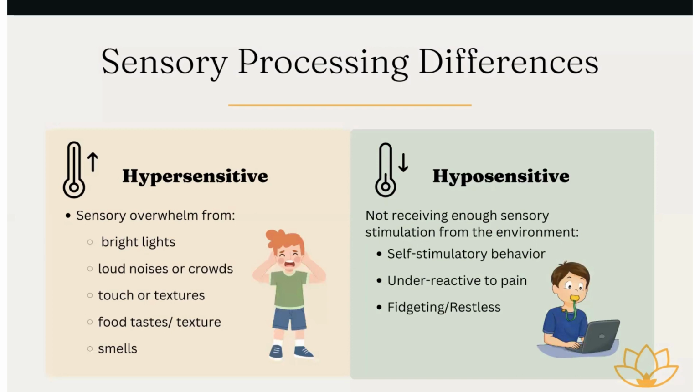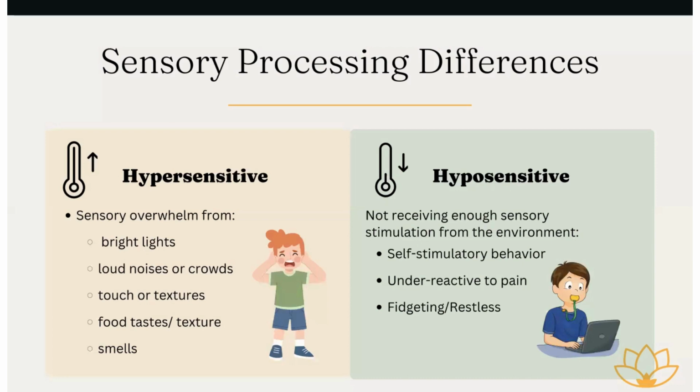They might be underreactive to pain. So if your child on the autism spectrum tends not to react how you'd expect when they fall or hurt themselves, it could be because they're underreactive to that pain, or they're just not expressing it in the same way that a typical person would.